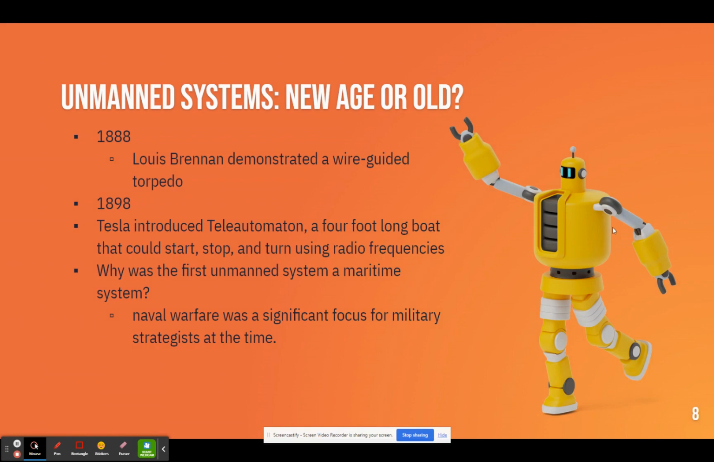Unmanned systems have actually been around a lot longer than you probably think. The first unmanned system that can be identified was in 1888 from Louis Brennan, who demonstrated a wire-guided torpedo. Then in 1898, Tesla introduced the teleautomaton, a 4-foot-long boat that could start, stop, and turn using radio frequencies. So why were the first unmanned systems maritime systems? Well, that was because at that time naval warfare was a significant focus for military strategists, so that's where the money was going.